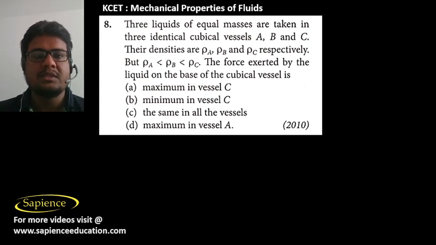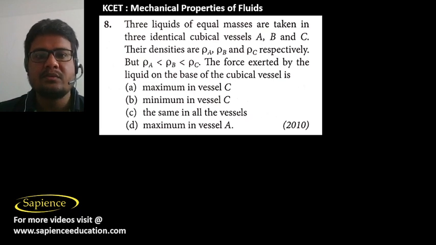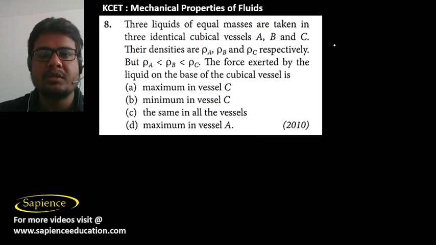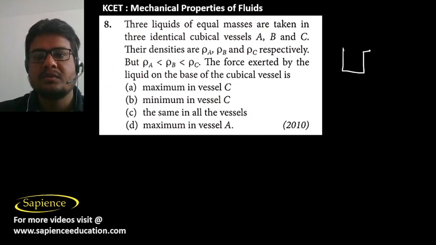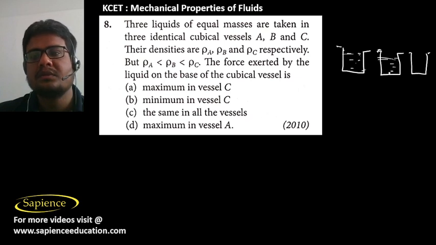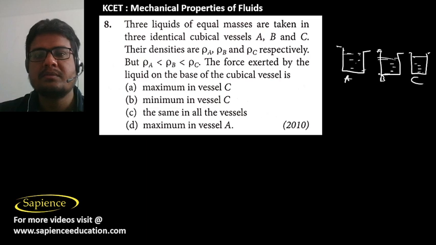Now it is told that three liquids of equal masses are taken in three identical cubical vessels. So three identical cubical vessels are there, A, B, and C. They are having equal masses also. Three identical vessels A, B, and C, equal masses. It means M, M, and M.